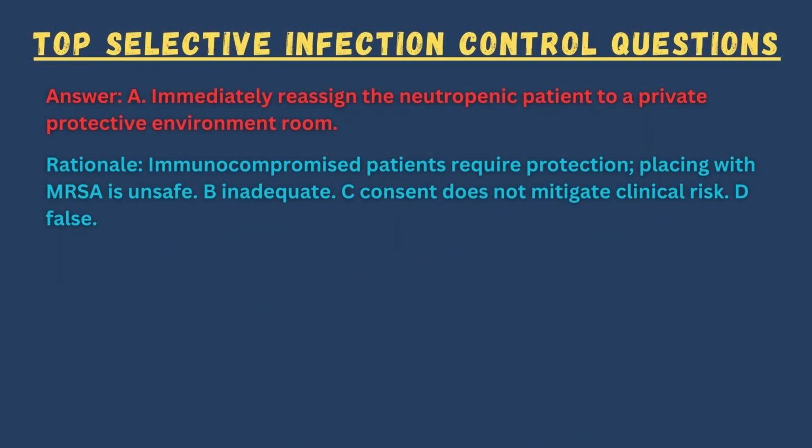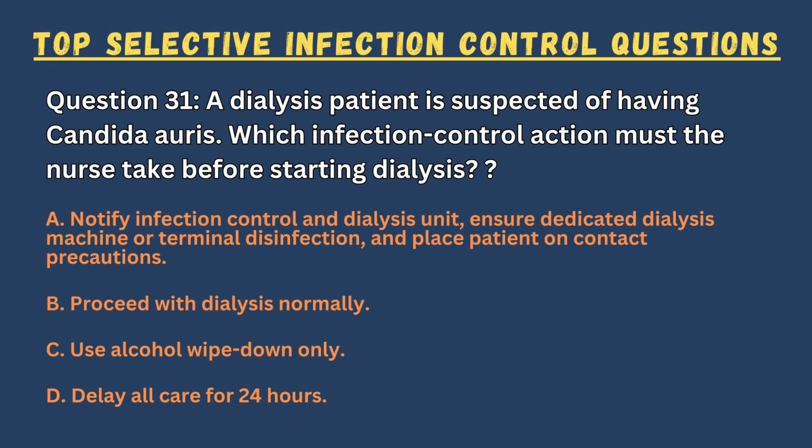Answer. A. Immediately reassign the neutropenic patient to a private protective environment room. Rationale. Immunocompromised patients require protection. Placing with MRSA is unsafe. B. Inadequate. C. Consent does not mitigate clinical risk. D. False.